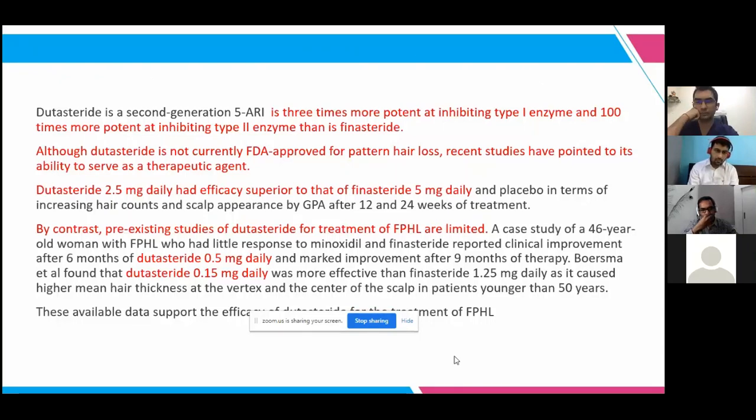So the available data suggests that there is efficacy of dutasteride, and some of the doctors have tried it and found it to be quite useful. But it is not FDA approved. Why is it not FDA approved? Because they have seen more sexual side effects with dutasteride. That is the reason why it has not been approved by FDA.